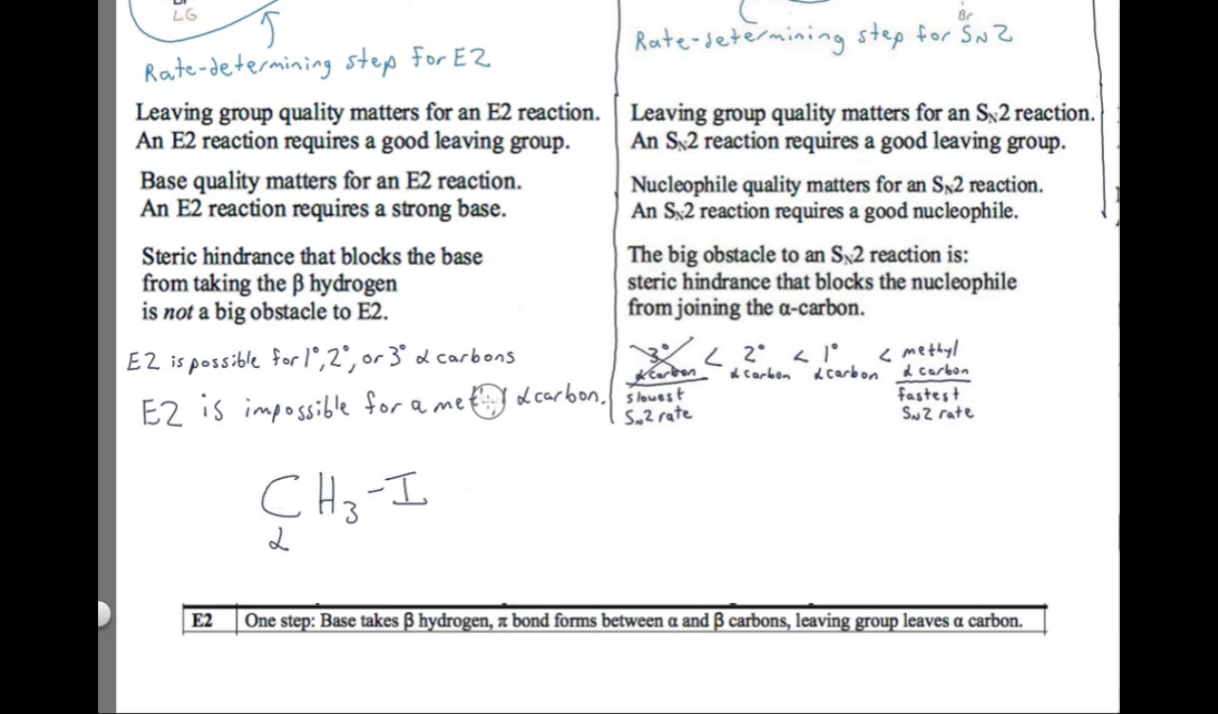A methyl carbon is defined as a carbon that's not attached to any other carbons. Here's a methyl alpha carbon. It's not attached to any other carbons, so when there's a methyl alpha carbon, there is no beta carbon. An E2 reaction requires both an alpha carbon and a beta carbon. So obviously E2 is impossible when you have a methyl alpha carbon, because then there wouldn't be a beta carbon. That has nothing to do with steric hindrance. Okay, so E2 is impossible for a methyl alpha carbon, but it is possible for primary, secondary, or tertiary alpha carbons.